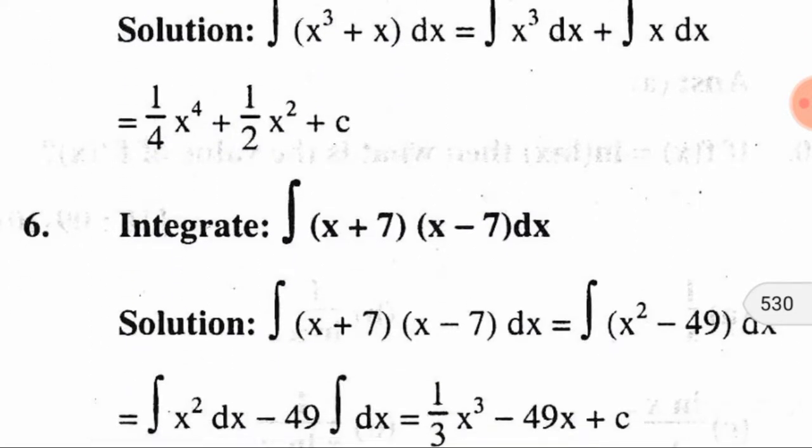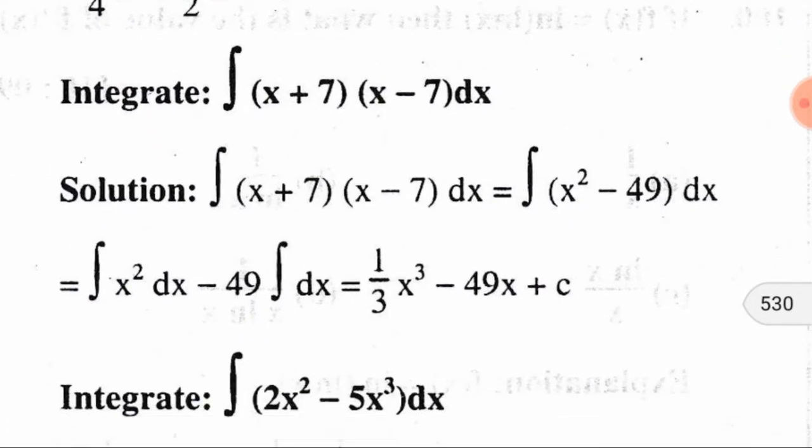In problem number 6, the expression is the product of two factors. After multiplying one factor by another factor, we get x to the power 2 minus 49. That means we have to find the integral of x squared minus 49 with respect to x. Since integration is linear, we can put the integration sign with both terms of the given expression. Then we can write integration of x squared dx minus 49 integration of dx equals 1 by 3 x cubed minus 49 x plus c.